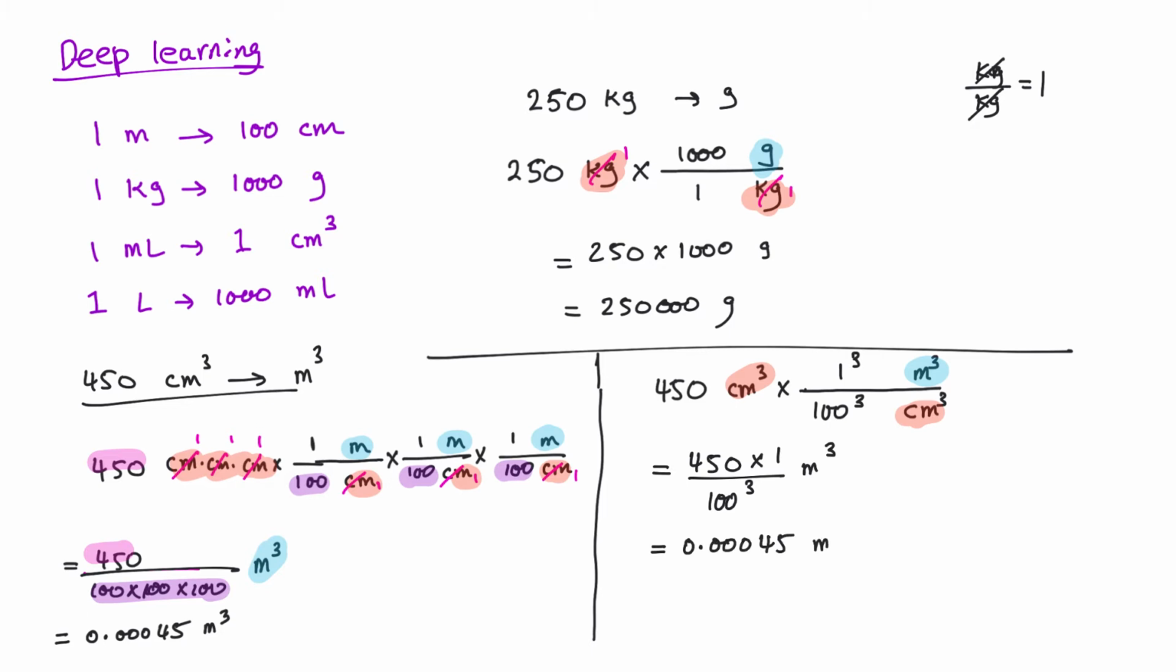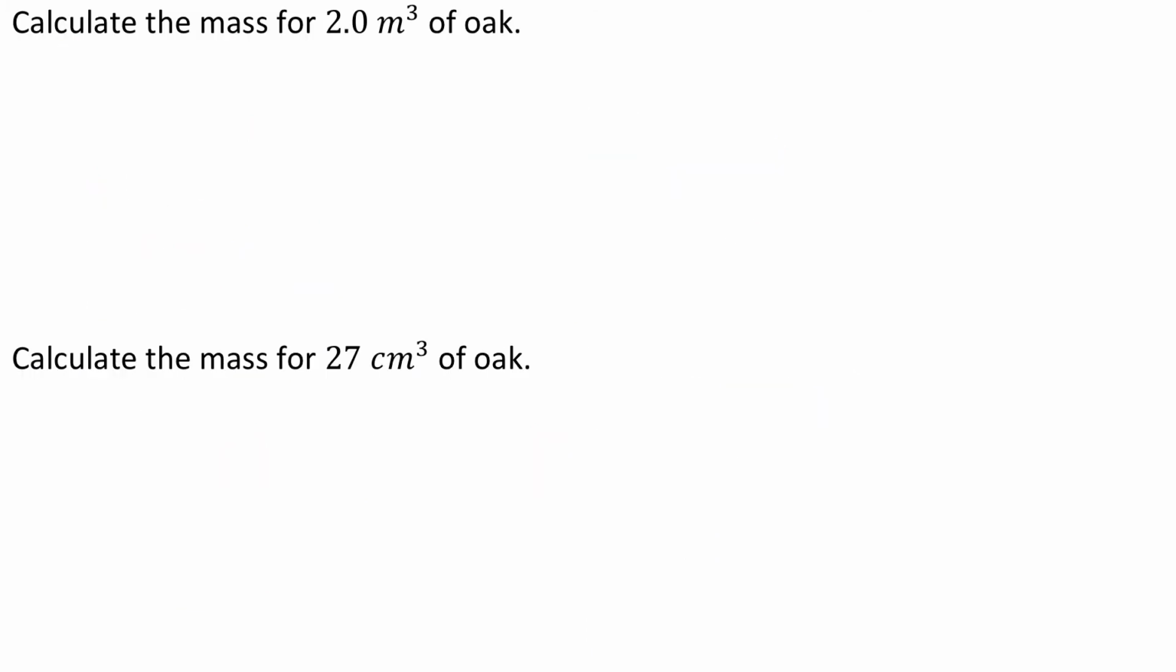0.00045 meters cubed. When you put this on your calculator, or if your math skills are strong enough, you know that you would have to move the decimal point 6 places to the left because you're dividing by 10 to the 6. And this is how you would do unit conversions when it comes to these types of questions. All right, let's go through a few examples.